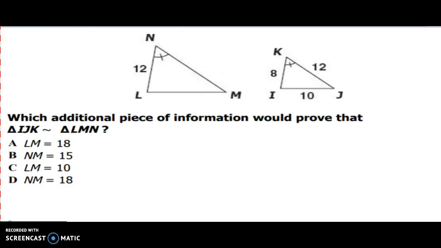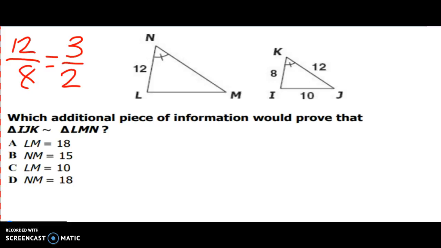What additional piece of information would prove that IKJ is similar to LMN? So if we're looking at, we know that these two angles are congruent. We know these two sides are in the same place. So I'm going to do 12/8. And if we reduce that, 4 goes into 12 3 times and into 8 twice. So that's going to be my scale factor.